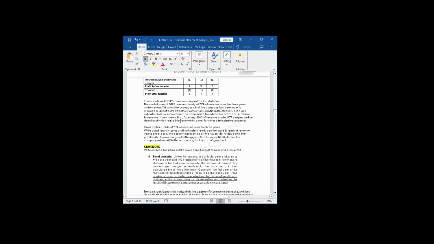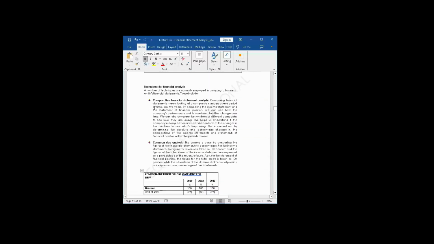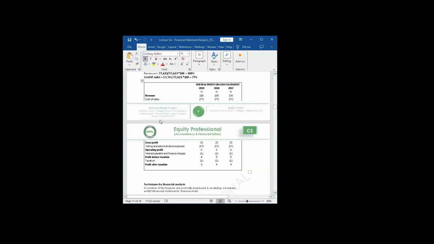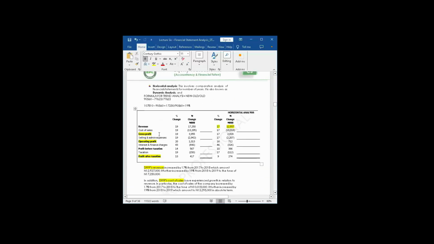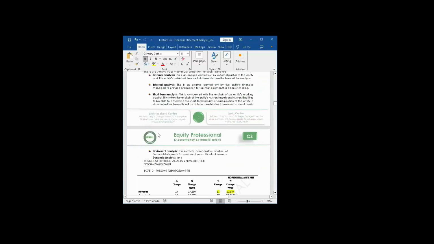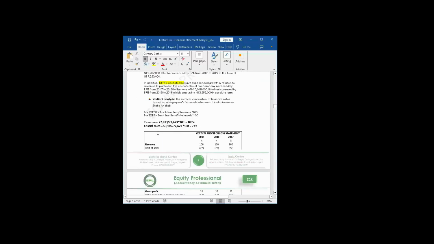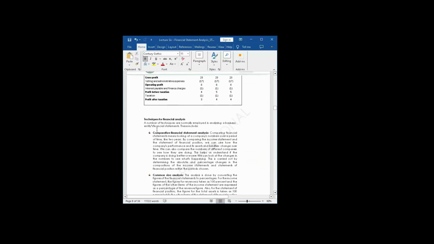So we had a discussion about so many things. We talked about different types of analysis. We talked about vertical analysis, horizontal analysis, internal and external analysis. We talked about those last week. And before we closed for last week, we also talked about techniques for financial analysis.